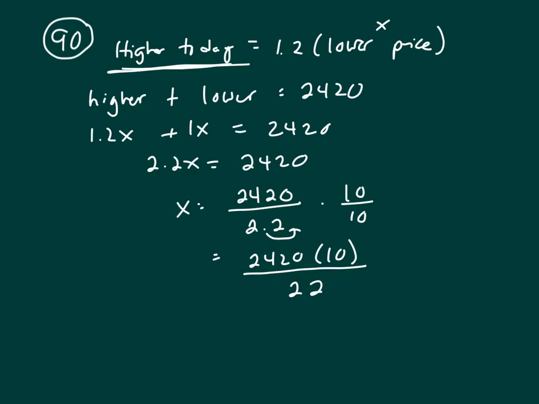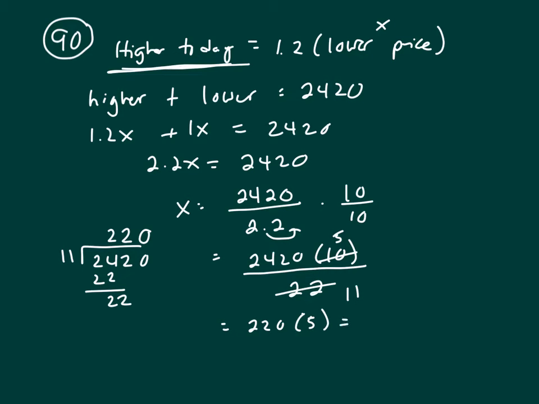Now I just cancel. 2 will go into 10 5 times. 2 will go into 22 11 times. And I bet 11 goes into 2420. I don't really have a trick for that, except long division. But it's going to be short because 11 will go into 22 2 times, and then we bring down that 0. That's going to be 0. So this is 220 times 5. And what is 220 times 5? 5 times 0 is 0. 5 times 2 is 10. 5 times 2 is 10, but carry 1, so that's going to be 1100.